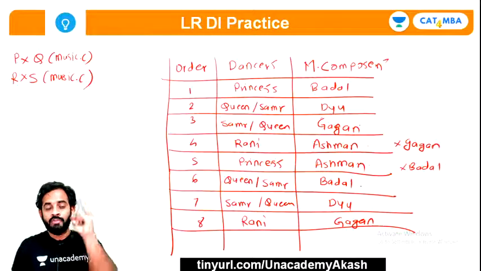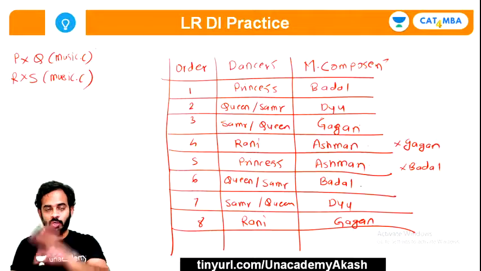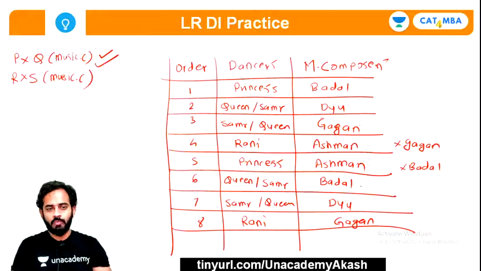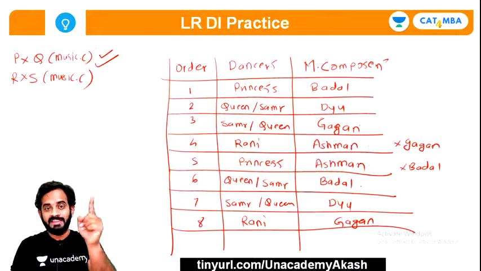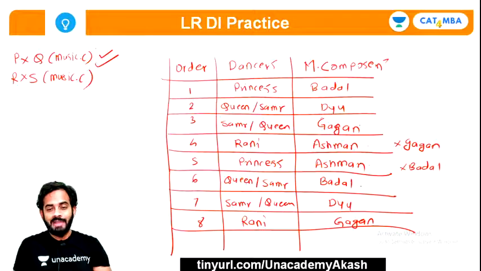Now we know that from this clue, just look at the top left corner, look at this clue. P and Q cannot have the same music composer. Princess's music composer is Badal, right? In the first row, Princess's music composer is Badal. And if we keep Queen on place 6, her music composer will also be Badal, which is not possible. That's why we'll have to cancel this case.